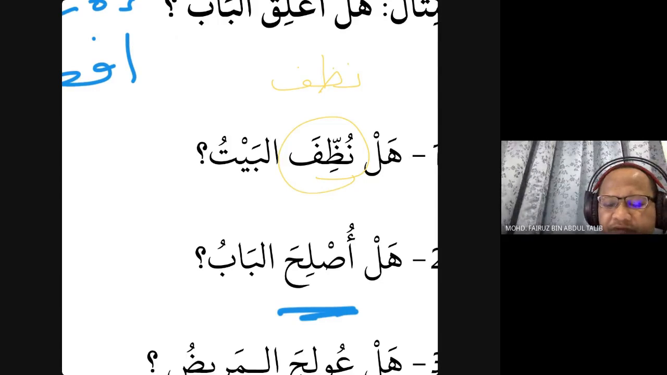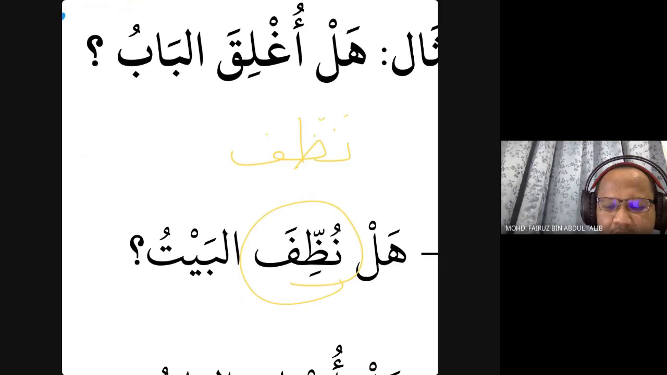Or is it nazafa? For example, you do not want to put all this nazafa or nuzifa, but you still want to make people understand what you mean is nazafa or nuzifa. What do you need to do? At least one or two symbols that you need to put. Which symbols is that?